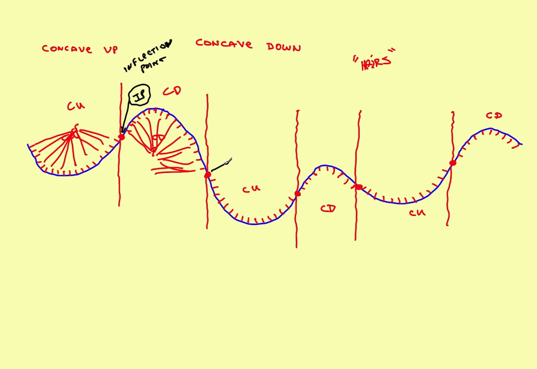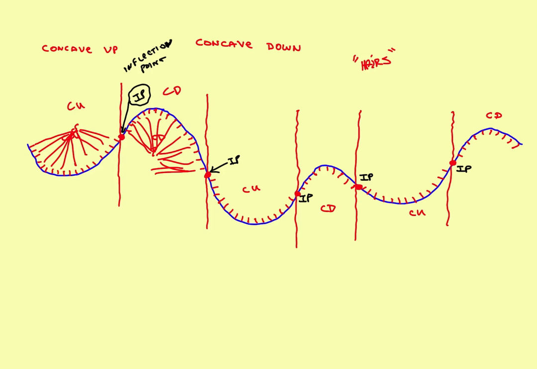Or the other way, this one is also an IP. This is an inflection point. This is an inflection point, and this is an inflection point. So wherever the graph changes concavity, you have an inflection point. Just a definition for you. So you've got concave up, concave down, and inflection points.